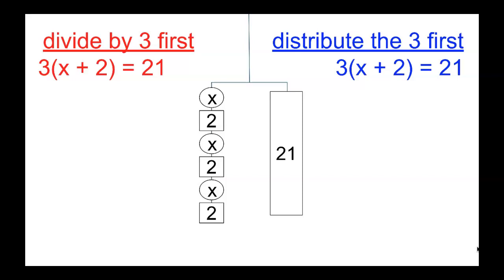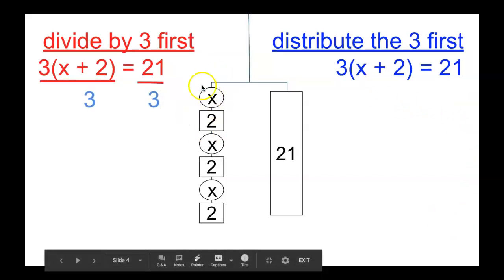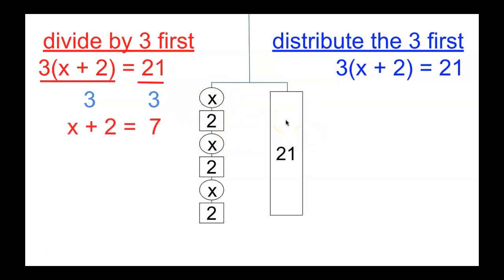If we chose to divide by 3 and divide each side by 3, we're going to get that one of these groups of x plus 2 equals 7. And then we could subtract 2 from each side and land at a solution of x equals 5.